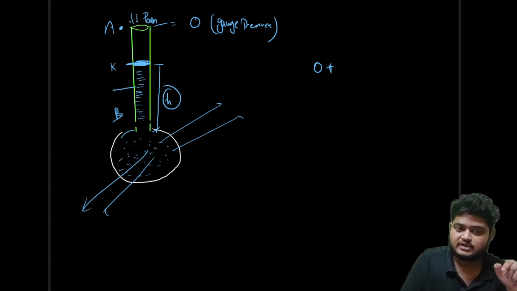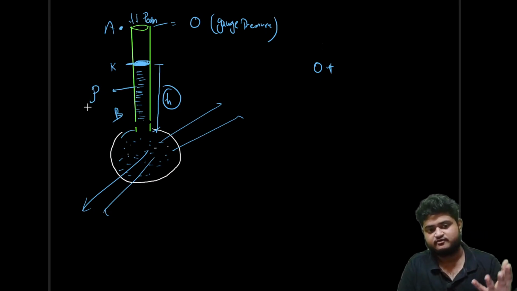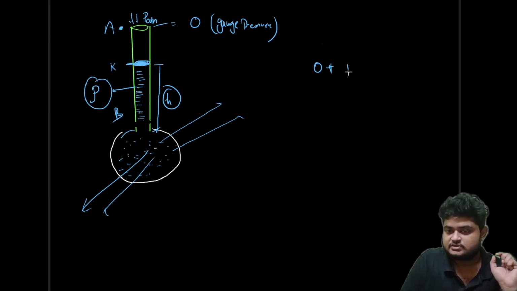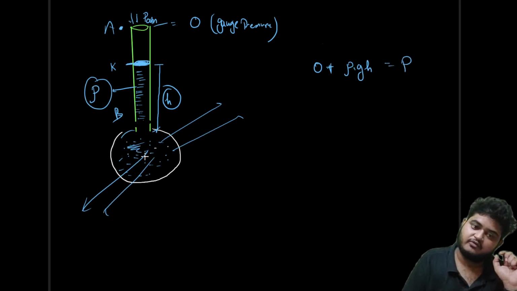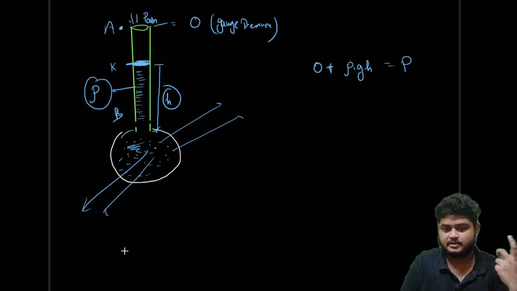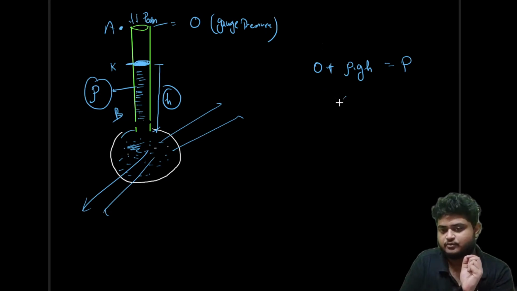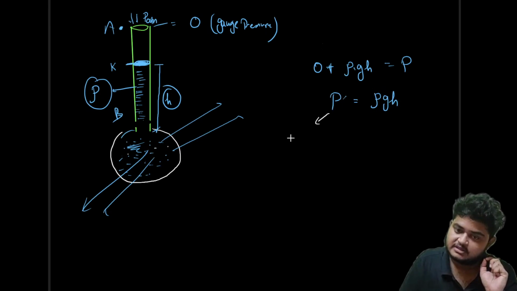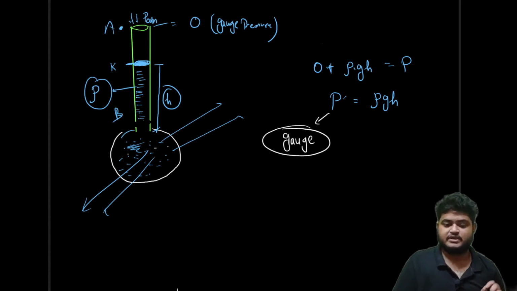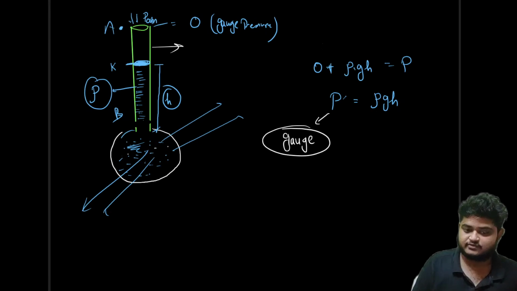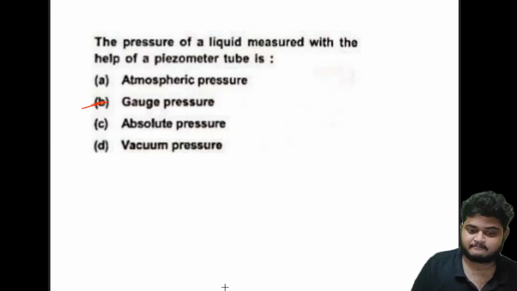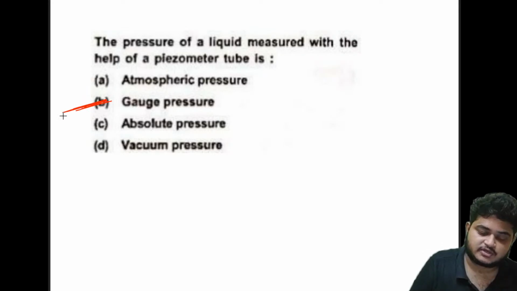Let us suppose the density of the fluid is taken as rho here, okay? So this will be rho into g into h. This will be the pressure of the fluid flowing in the pipe that we have to measure, and this is the formula. So P will be equal to rho g h, and the trick here is that P is in gauge. That is the thing. So we use this instrument called piezometer for measuring the gauge pressure. I hope this concept is also clear for you.